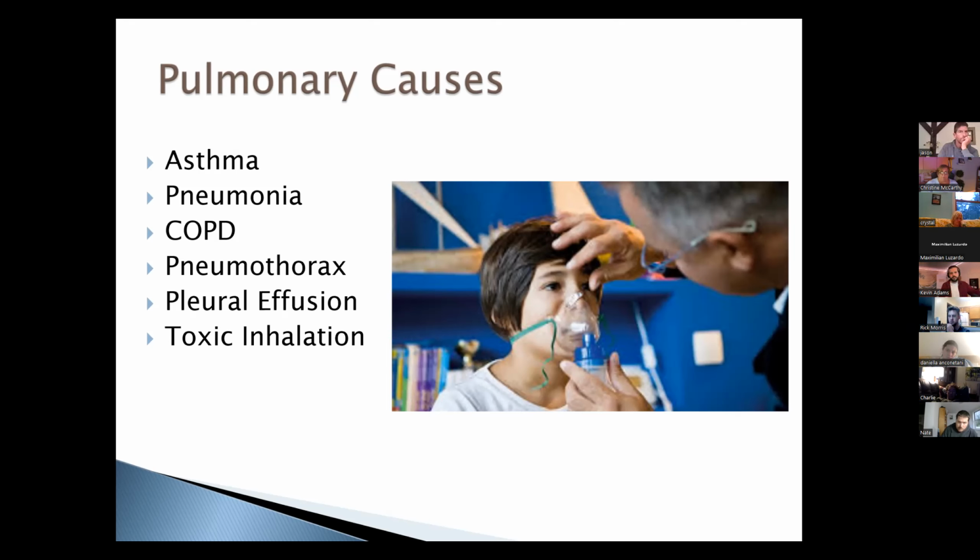But then pulmonary causes, things that are down in the lungs or other reasons, are going to be asthma, pneumonia, COPD, a traumatic thing, potentially like a pneumothorax, a pleural effusion, or breathing in something toxic. These can cause difficulty breathing. And we're going to see these.